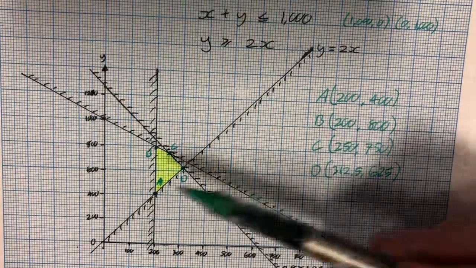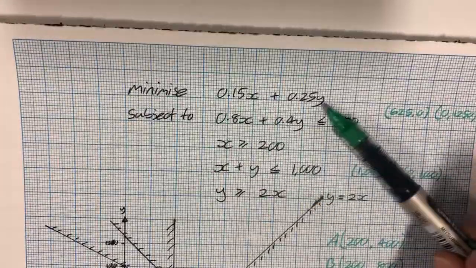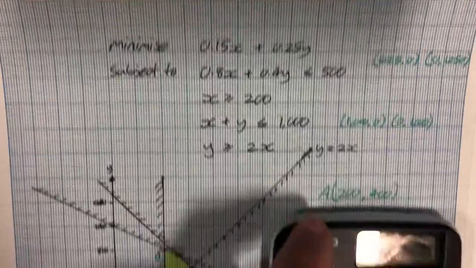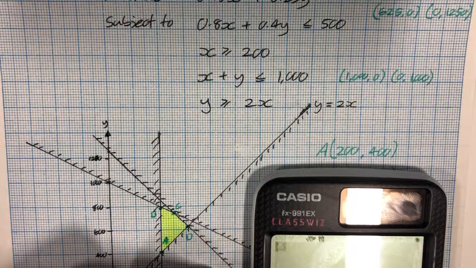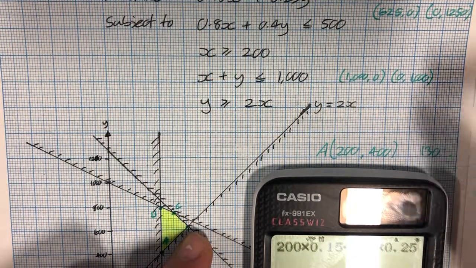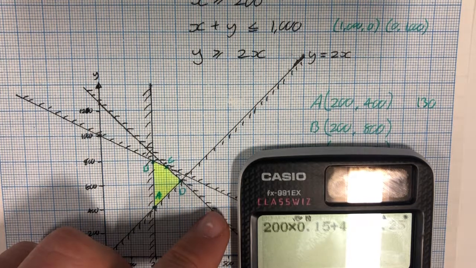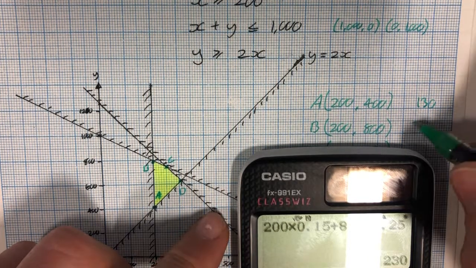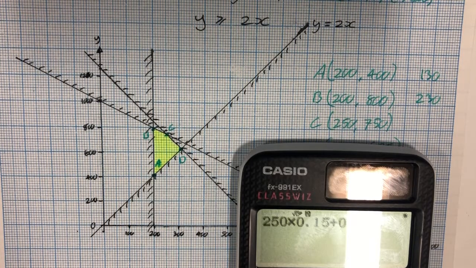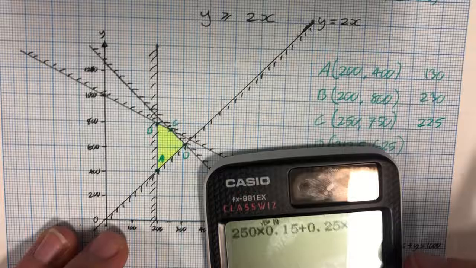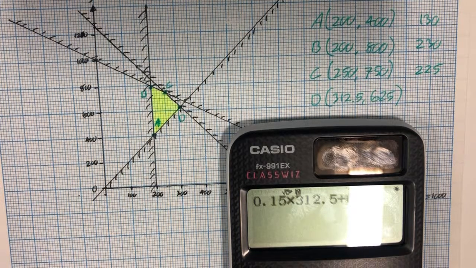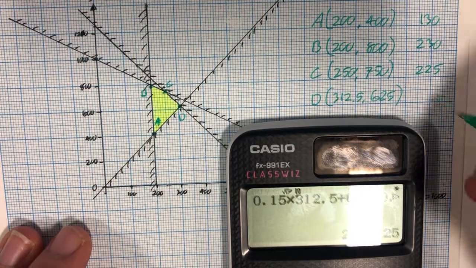So now that I've got these 4 points as part of my feasible region, I plug each of those points into the objective function, which is 0.5x plus 0.25y, to give me a value of it. So, again with the calculator, now into computation mode, 200 times 0.15 plus 400 times 0.25 is 130. Change that to an 800, it's 230. 250 times 0.15 plus 0.25 times 750 is 225. And finally, 0.15 times 312.5 plus 625 times 0.25 gives me 203.125.